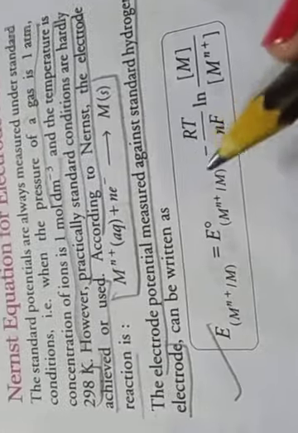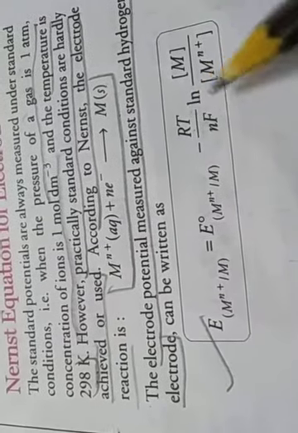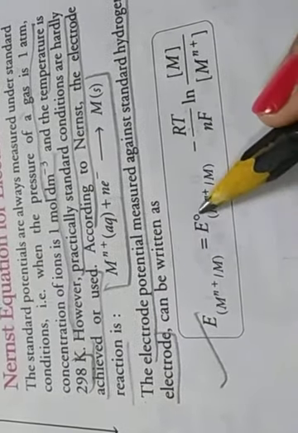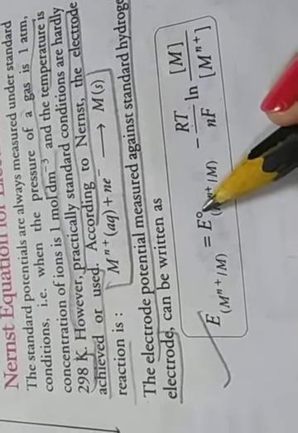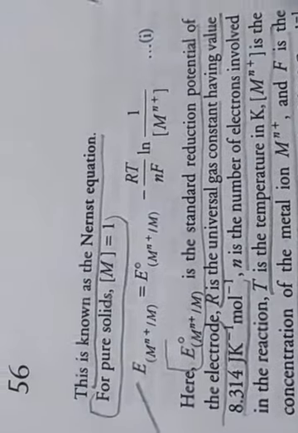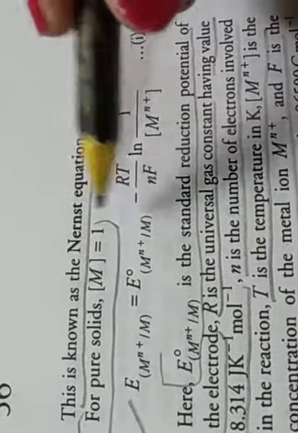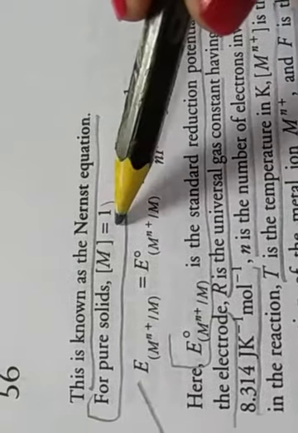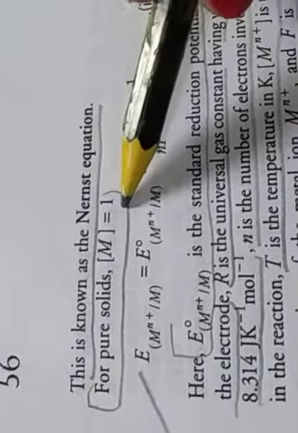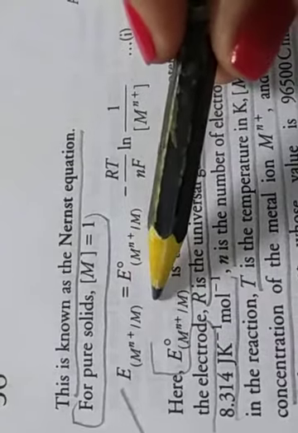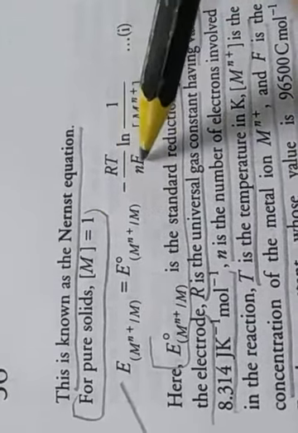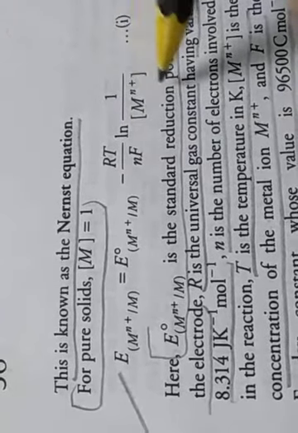Okay, here R is the gas constant, T temperature, F Faraday constant, small n the number of electrons, and E naught is a standard electrode potential already given in the series. Okay, so this is known as the Nernst equation. So please learn this equation. For a pure solid, the concentration of the product M is equal to 1. Okay, so the formula is E of M^n+/M is equal to E naught of M^n+/M minus RT upon nF ln 1 upon [M^n+].